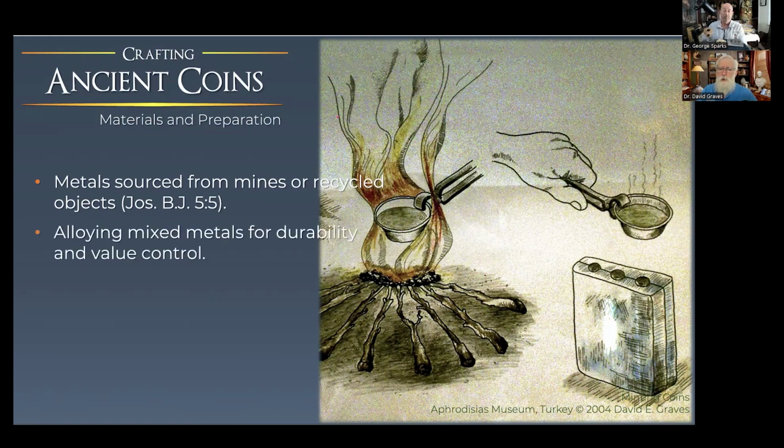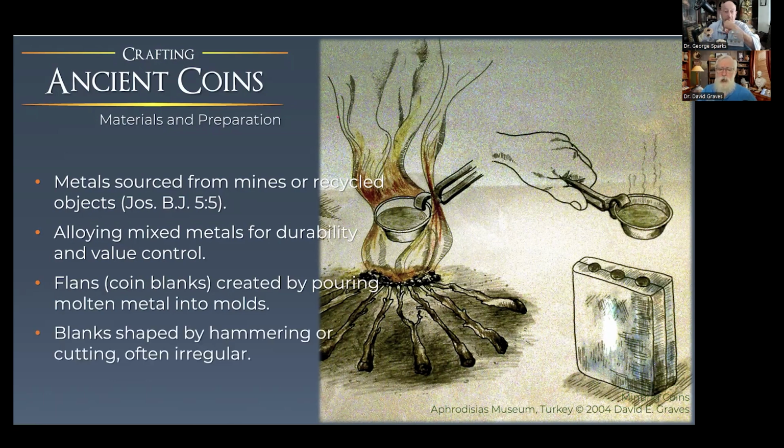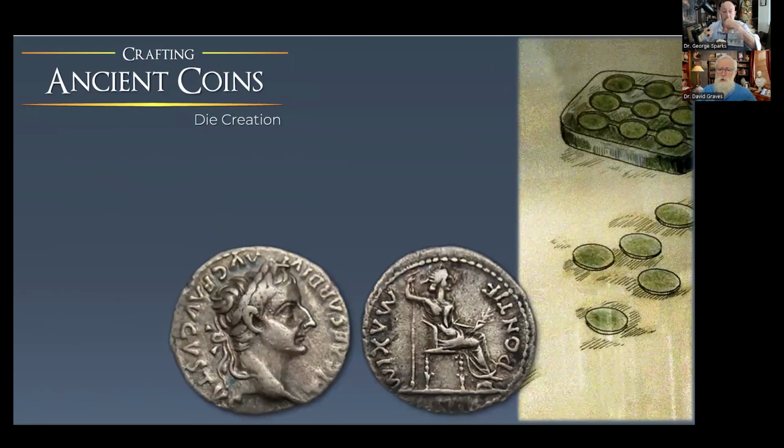And so alloying mixed metals made them durable and valuable, and they were able to control the metals. First they would make planchets, which were basically blanks created by pouring the molten metal into molds. I'll show an actual mold from the museum here in a moment. And then the blanks were shaped by hammering or cutting. And so you find things are not always on center. The ring around Livia here is not really on center. It's a bit off. That's because they hammered them. They made them one by one. They didn't have any manufacturing assembly line, as it were.